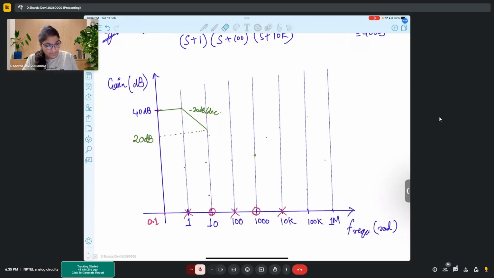Then you are encountering a zero. So the resultant slope will become how much? 0 dB per decade, right? Because minus 20 plus 20 cancels each other. Again, there is a pole at 100, so the slope changes by minus 20. So here again, you'll have minus 20 dB per decade.